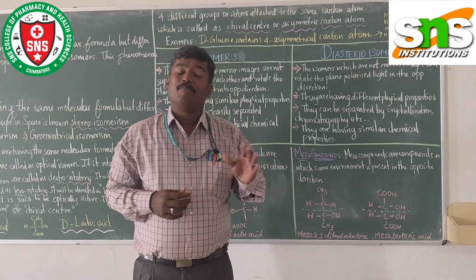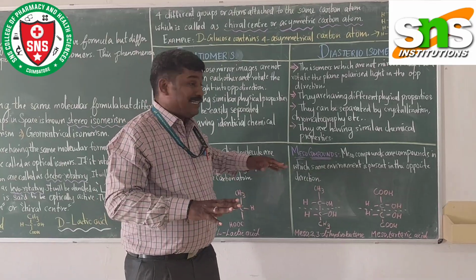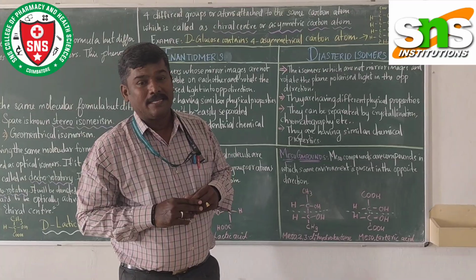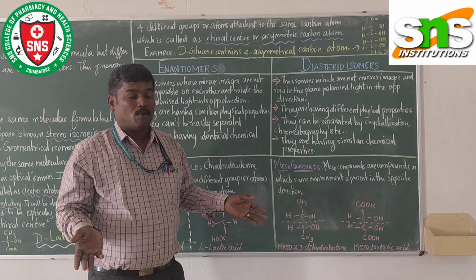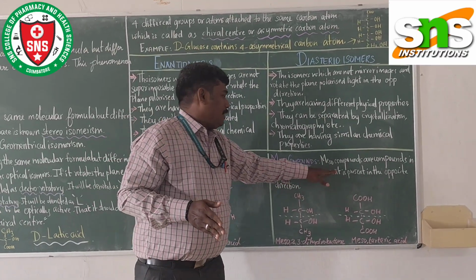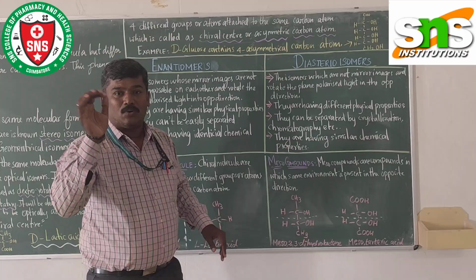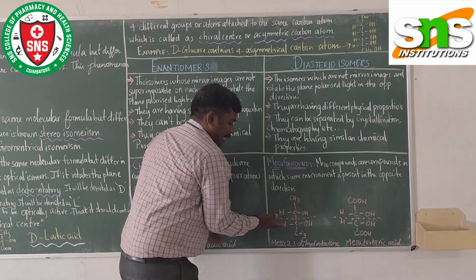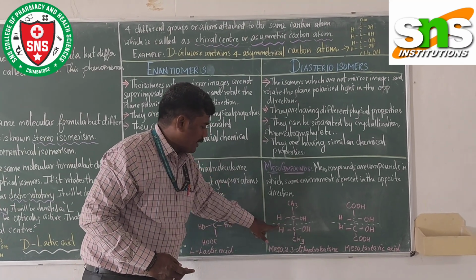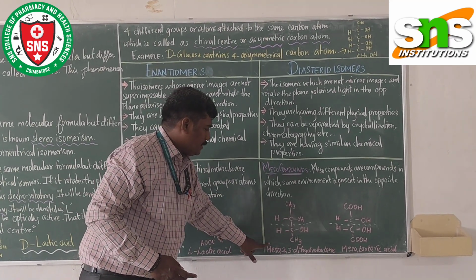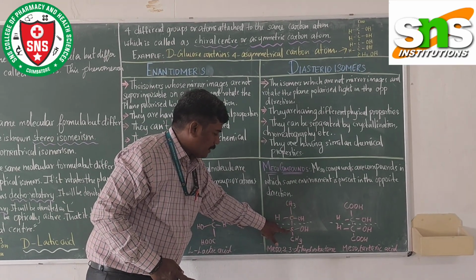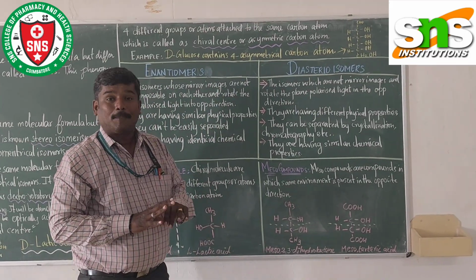What do we mean by the term meso compounds? Meso compounds also have asymmetric carbon atoms, but they do not rotate the plane-polarized light. Why? Meso compounds are compounds in which the same environment is present in the opposite direction. If you draw an imaginary line, it will divide the molecule into two equal halves. This one is the example, meso 2,3-dihydroxybutane. Here the same environment is present in the opposite direction, hence it is optically inactive.